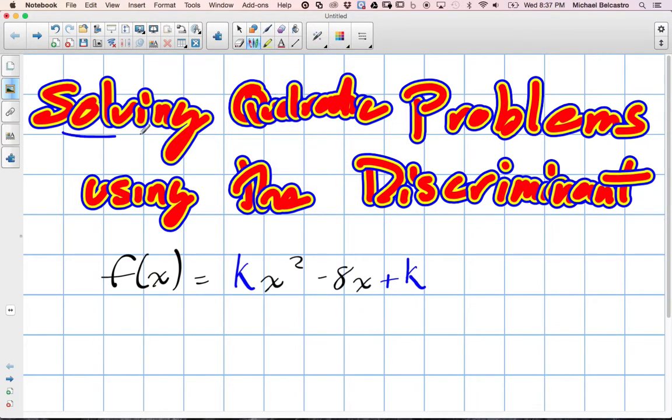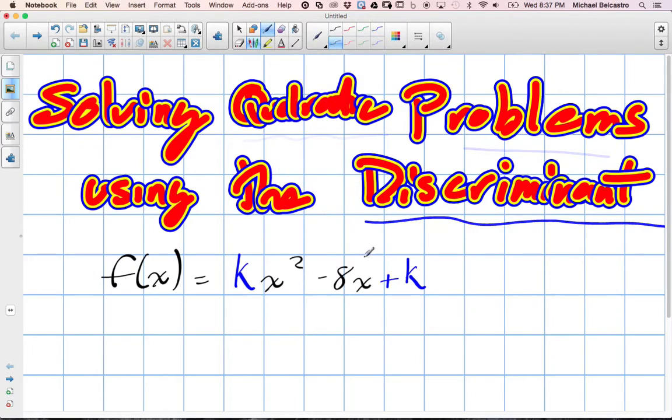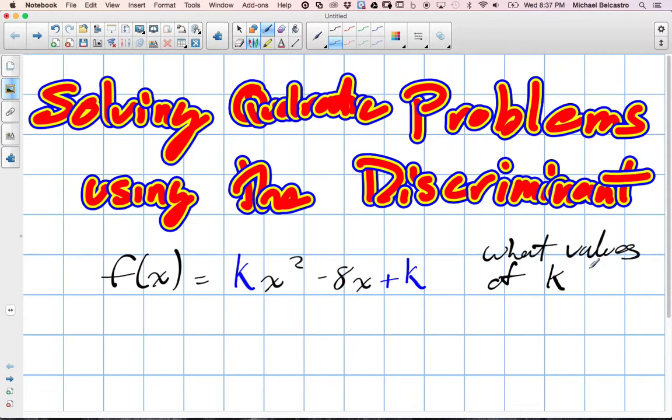We're going to look at solving quadratic problems using the discriminant. They've asked us, well, we've written this out, I should have written the rest of the question: for what value of k does the equation have no zeros? How do they word it? Does the function have no zeros? The function should have no zeros.